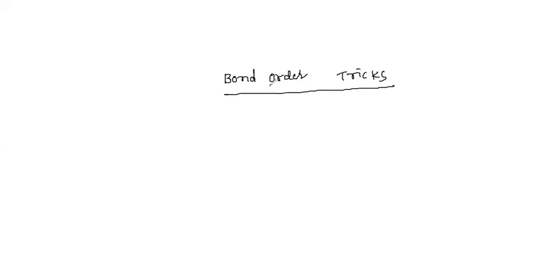Hello everyone. Today we discuss a very important topic, bond order tricks. In these bond order tricks, we have to find out the bond order as well as the magnetic moment. Generally, to find the bond order you have to use MOT theory, that is, molecular orbital theory.